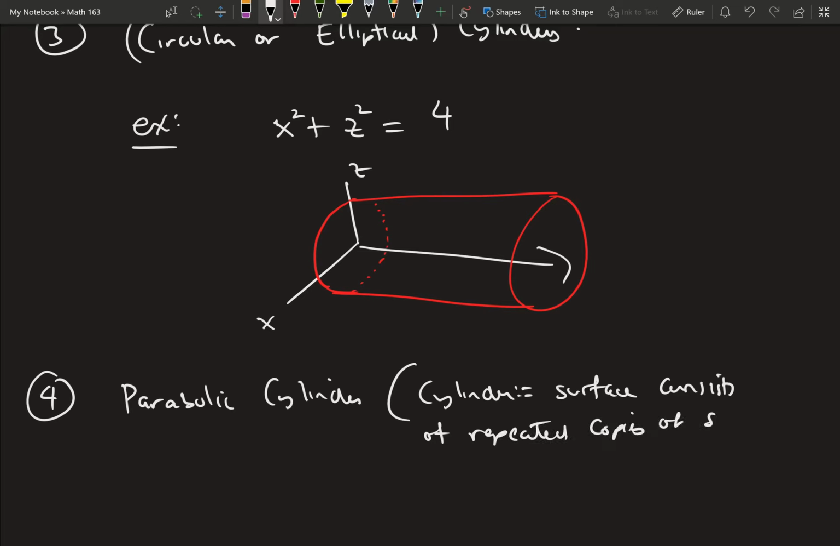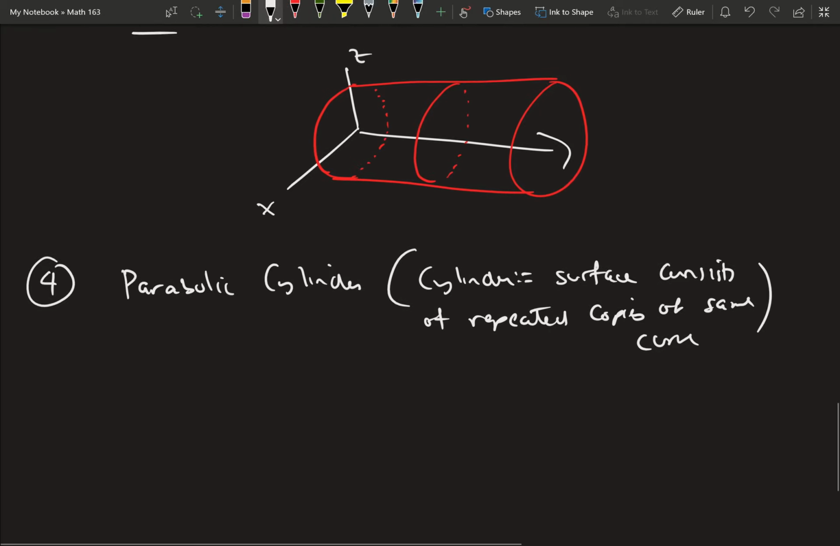Copies of the same curve. So for example, in the circular one here above, it's a cylinder because every cross section is this same circle. It's sort of the classic cylinder, if you will.